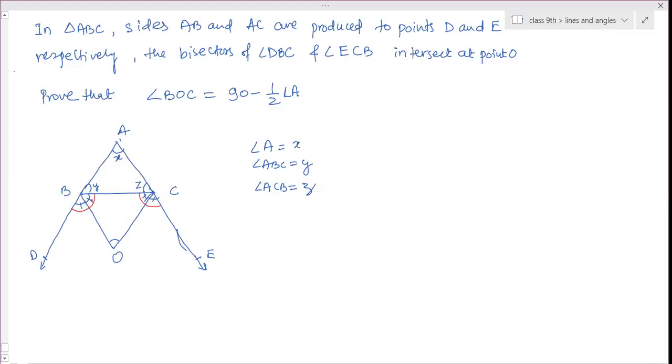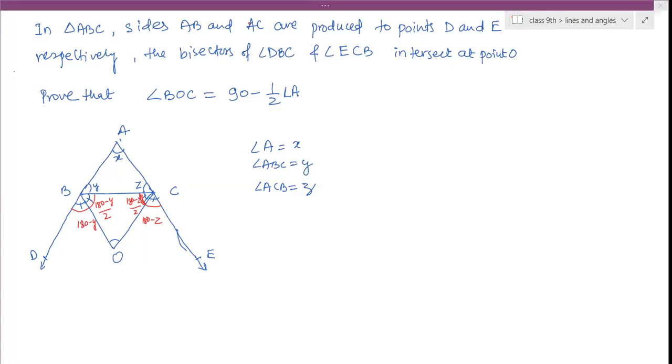Now if the full angle is 180 minus Y, then what about angle OBC? It is 180 minus Y, by 2. The same thing here also. This full angle is 180 minus Z, so what about angle OCB? 180 minus Z, by 2. Now use the angle sum property here and here and try to equate each other.